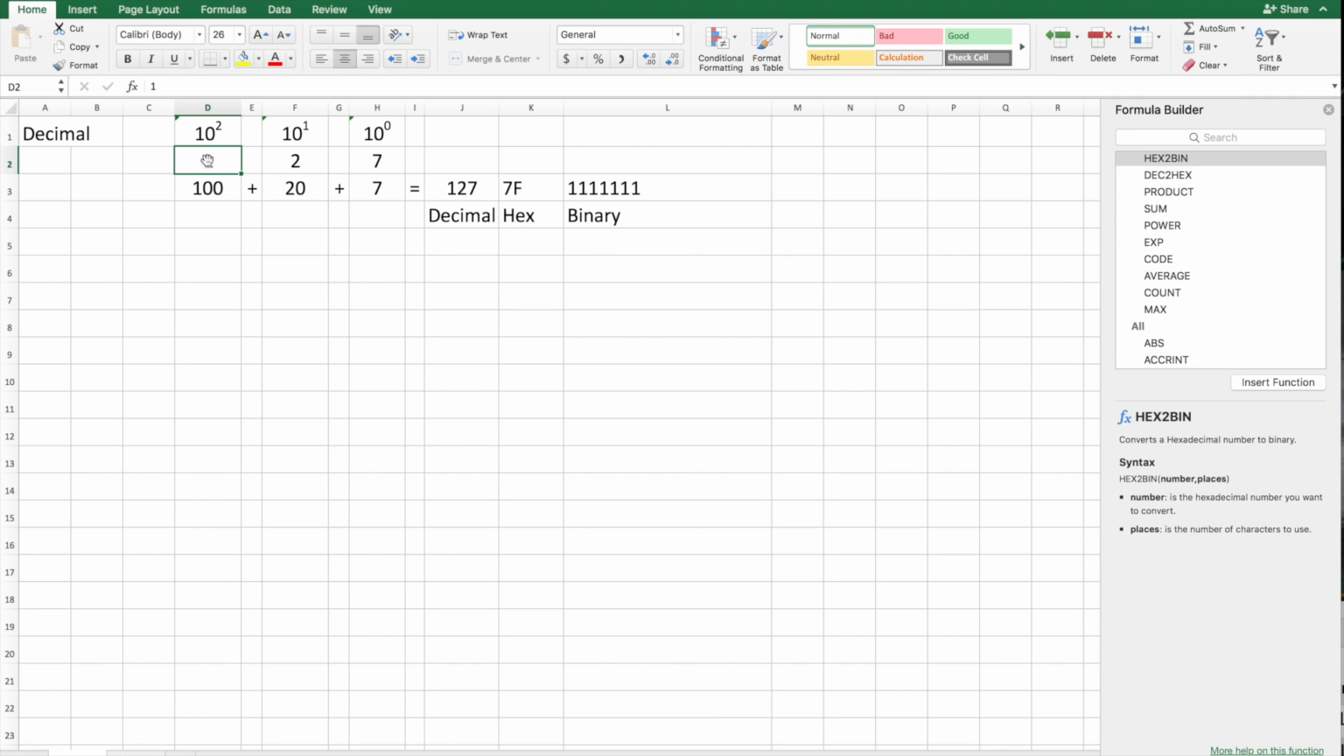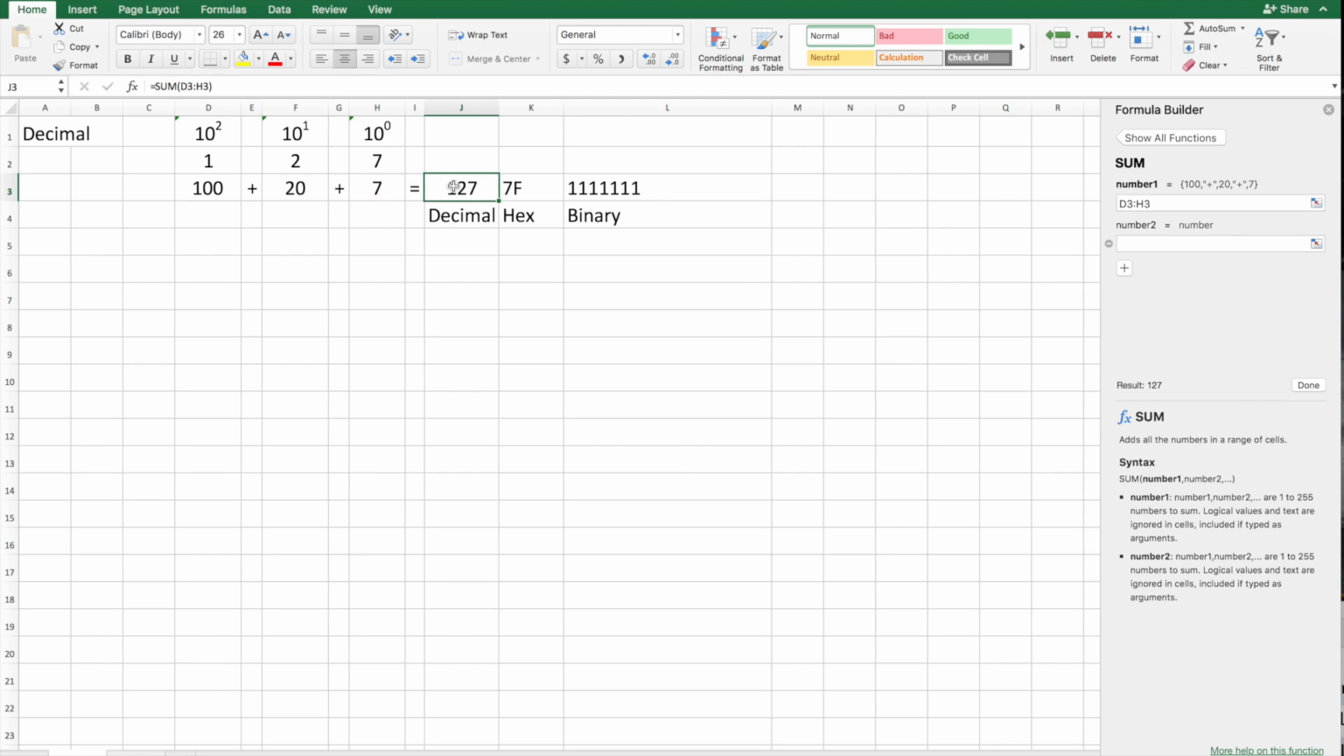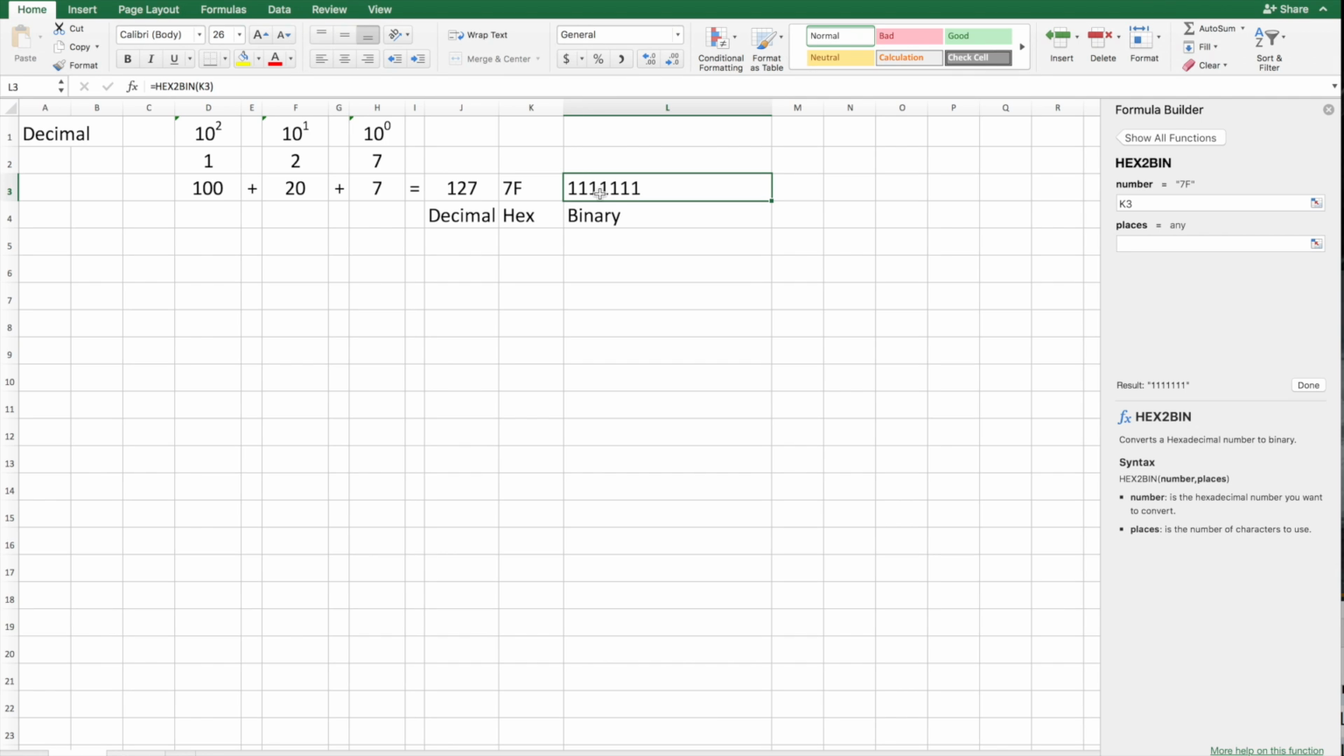We're saying we have 1 unit of the 10 to the second power. 1 unit of 10 times 10 is what we're saying. So we've got 100 there. We've got 2 units of 10 to the first power, and we've got 7 units of 10 to the 0 power. And we add up 100, 20, and 7, we will get 127. It's 7F in hex, and there's a 0 missing here that Excel has dropped off the front of this. But it's 0, 111, and then 4 ones in binary.